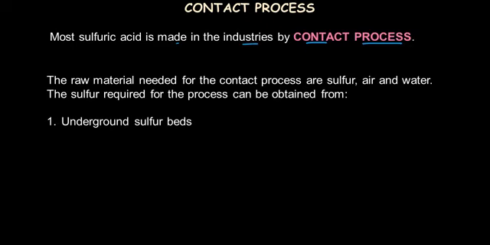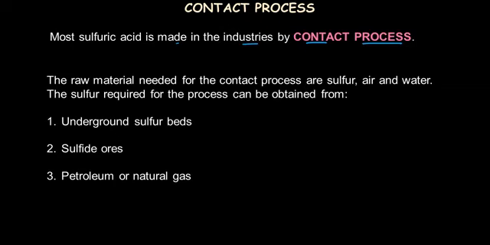So this sulfur can be dug out from the bed through some process, and the other source of sulfur is sulfide ores like zinc sulfide or lead sulfide. These are the ores of zinc and lead from which the sulfur is separated, and so this is also one of the sources of sulfur. And the third source is petroleum and natural gas.